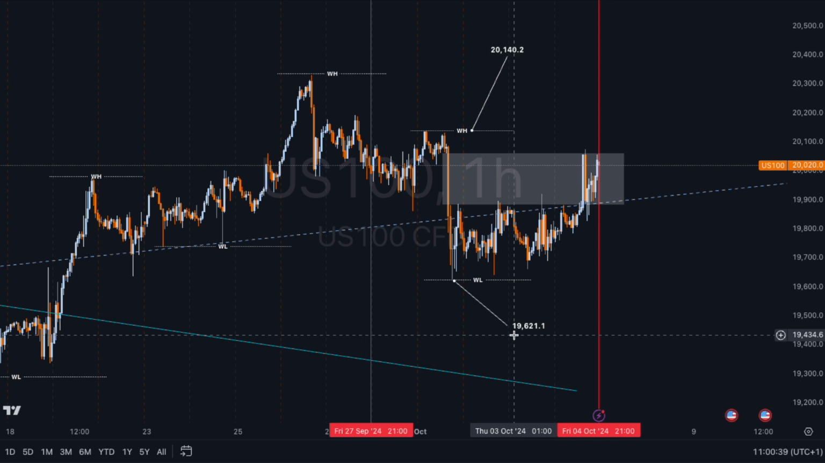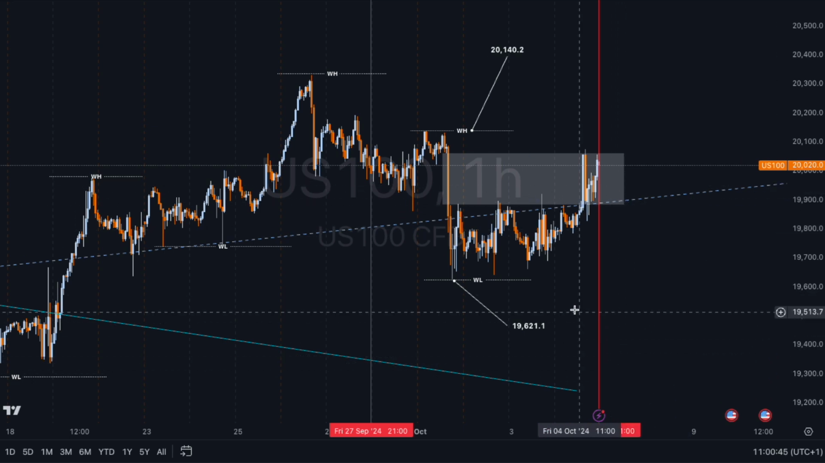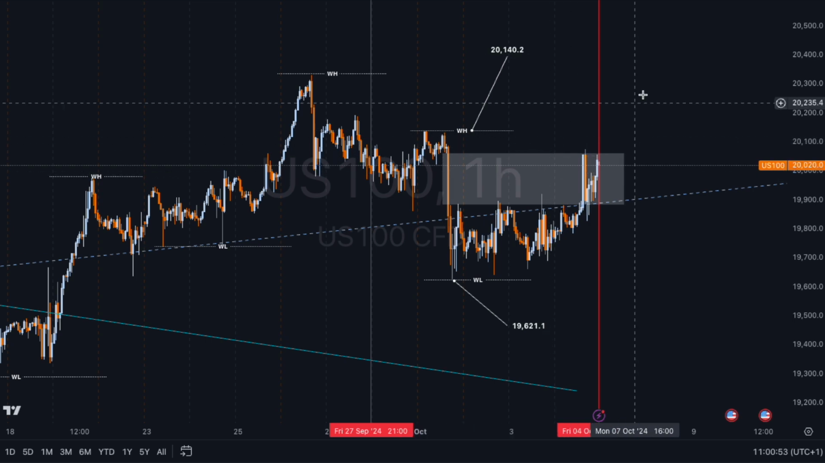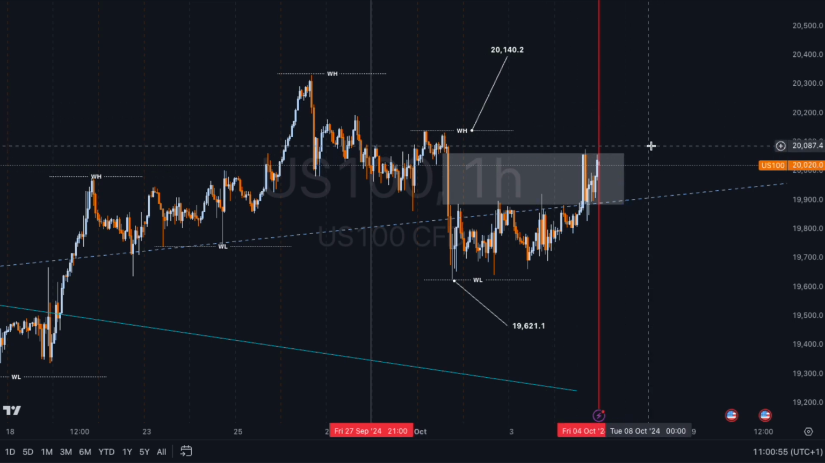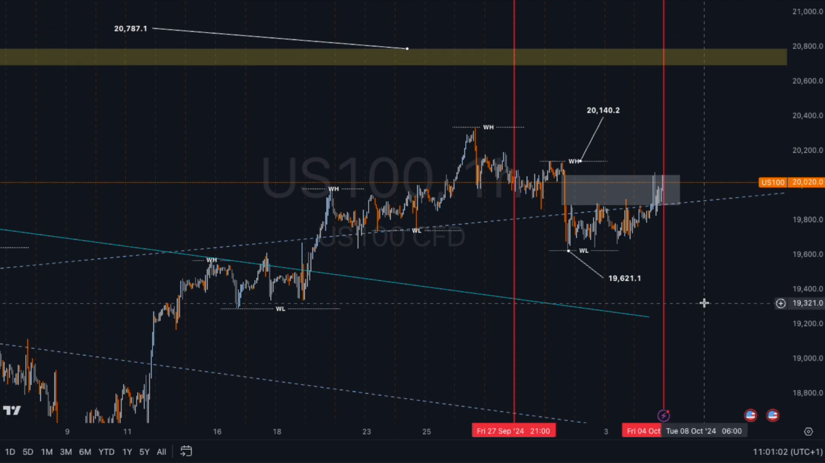So if this level gets taken out, we're looking for sales to the downside, and if the high side, 20140.2, is taken out, we are looking for buys in the opposite direction. And this is all for next week commencing the 7th of October.